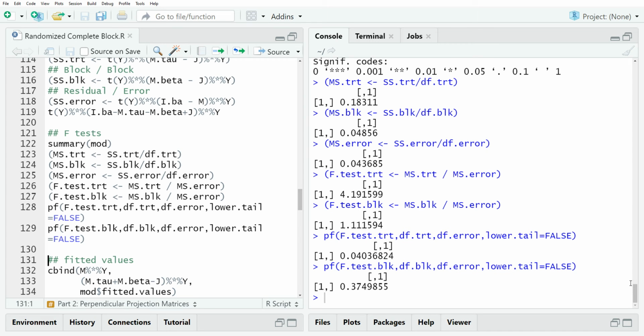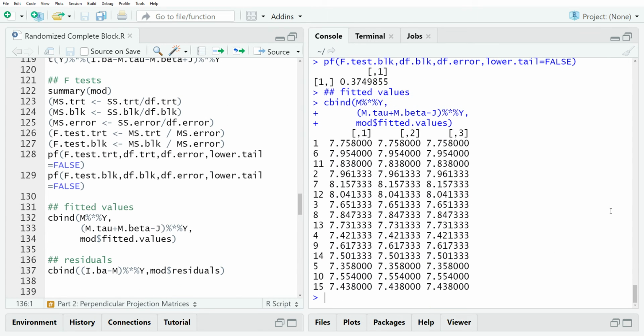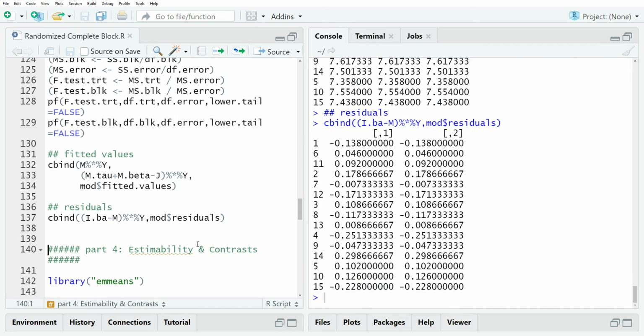Now this next step I just think is so cool that I calculate the fitted values 3 different ways. M times Y. Remember the fitted values are Y hat. And then I M tau plus M beta minus J times Y. And then I just grab the fitted values from the model and I print them, column by column. And they're all the same. Residuals, it's I minus M times Y. And then I compare it with the residuals from the model statement that I had earlier, and they're the same.